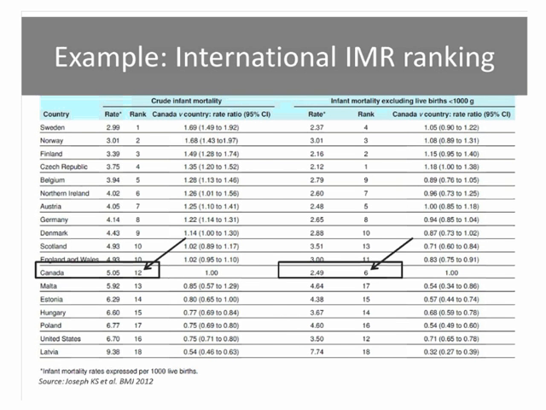On the left panel, you can see that using that crude IMR, Canada had a rate of 5.05 infant deaths per 1,000 live births and ranked 12 out of 18. The right panel shows the rates and rankings after excluding births under 1,000 grams. Here the rate for Canada was 2.49 per 1,000, and the rank was 6 out of 18.